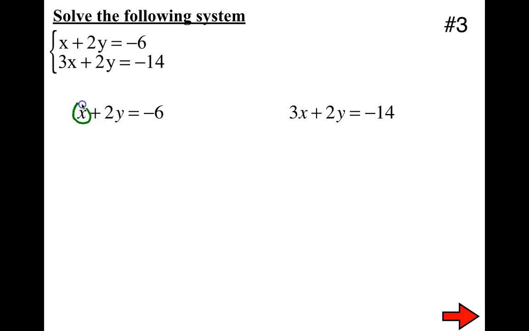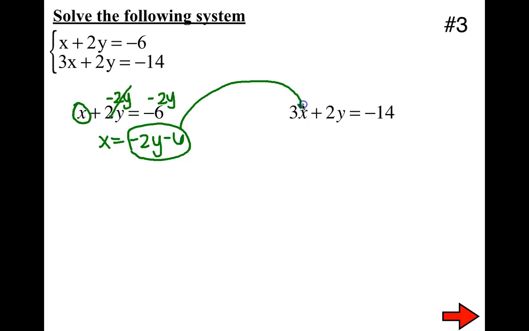I'm going to go ahead and isolate x by getting rid of this positive 2y. So I'm going to go ahead and subtract 2y from both sides, leaving me with x equals negative 2y minus 6. Now that I've done that, I went ahead and already solved for x. So what I can do now is take this value and substitute it into the equation. But notice I'm substituting it in for x this time. So I'm going to go ahead and substitute it in for x.